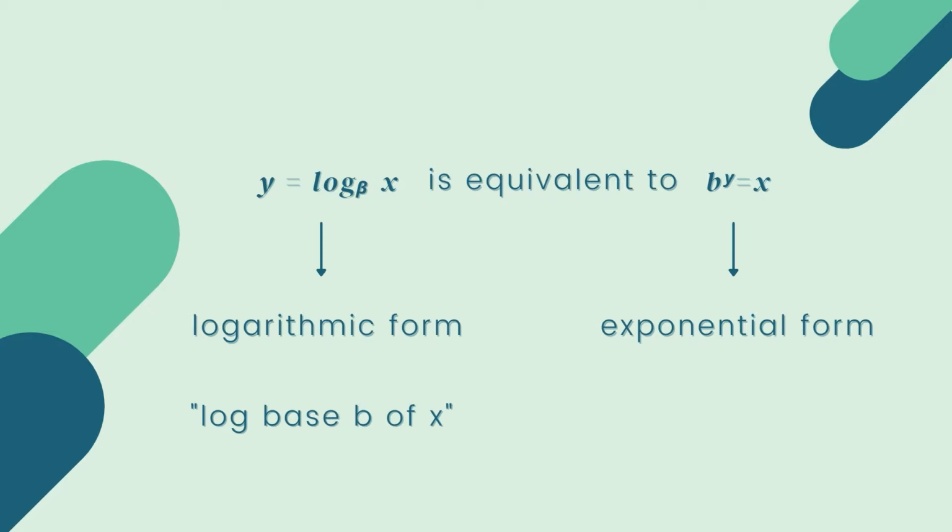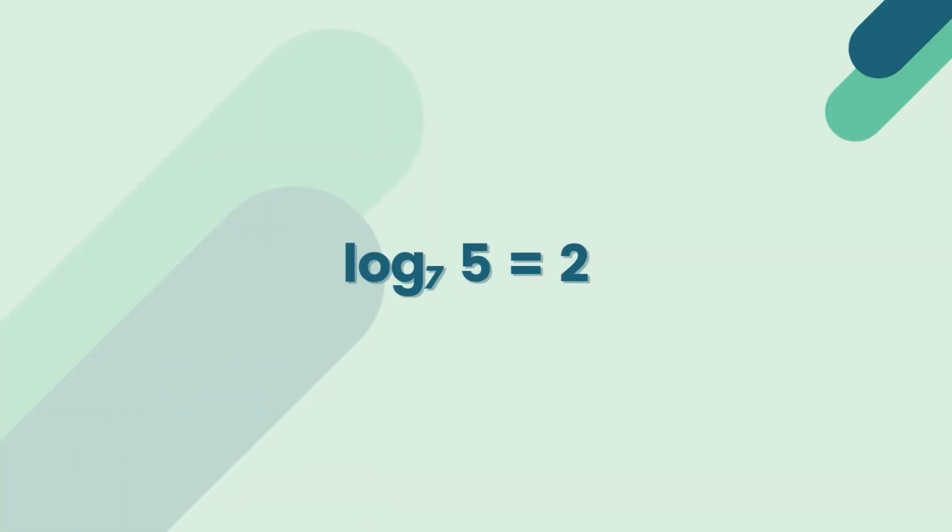When learning about logarithms, it is important to know its parts. In the example, log base 7 of 5 equals 2. The subscript number beside log is called the base. The number beside the base is called the argument, and the number that the logarithmic expression is equated to is called the answer.